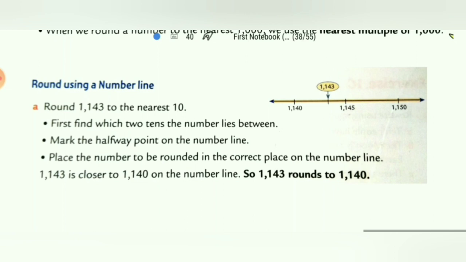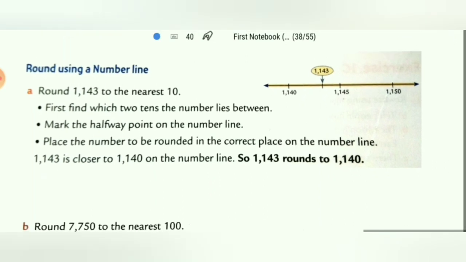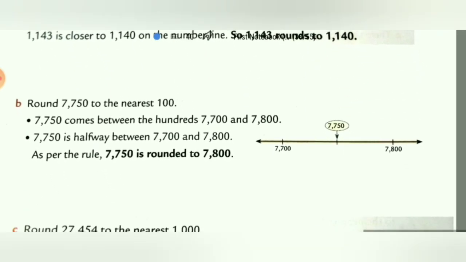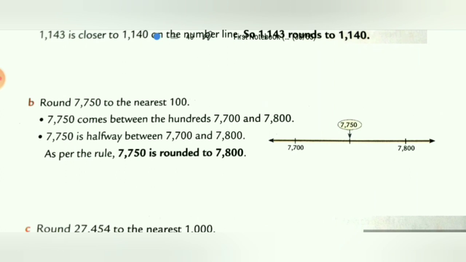1143 will come before 1145, so mark it. Then see, the closer number will come. The closer number is 1140. So we will write 1143 rounds to 1140. Same, this nearest 100.